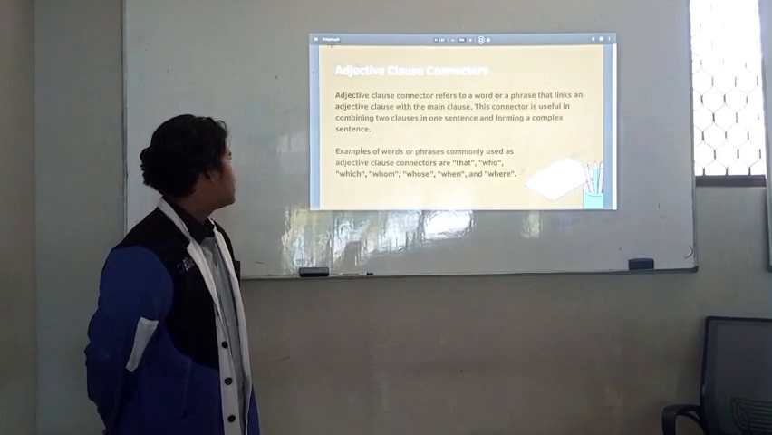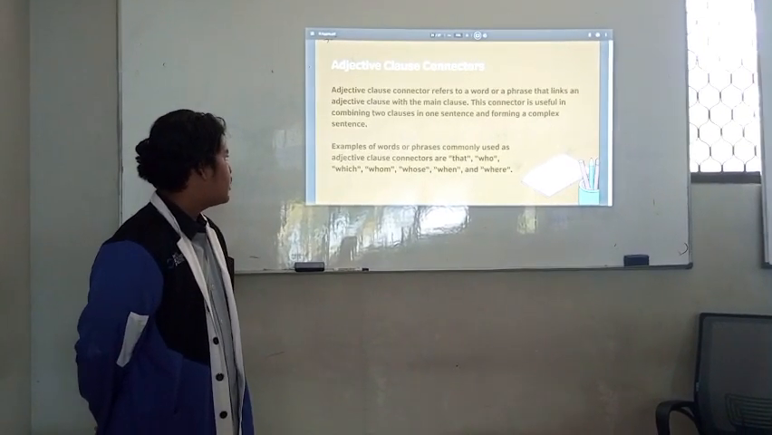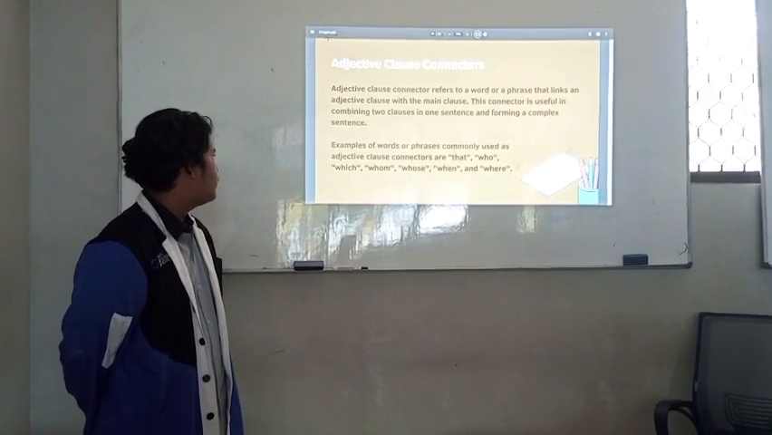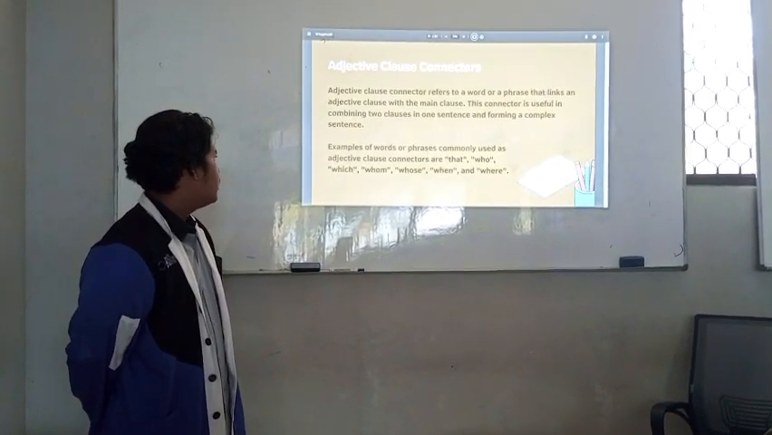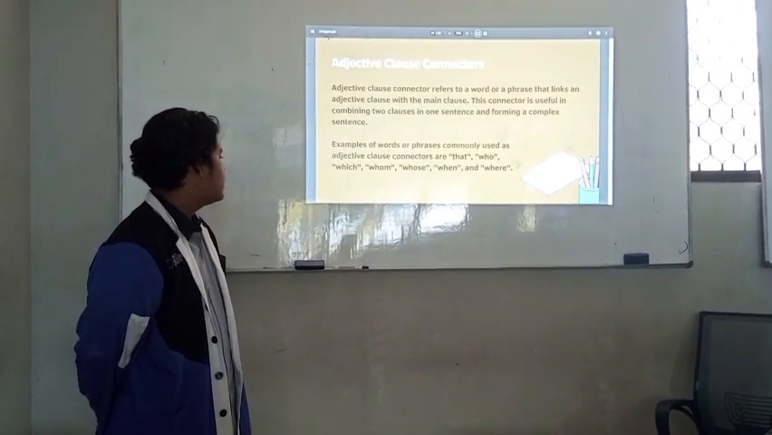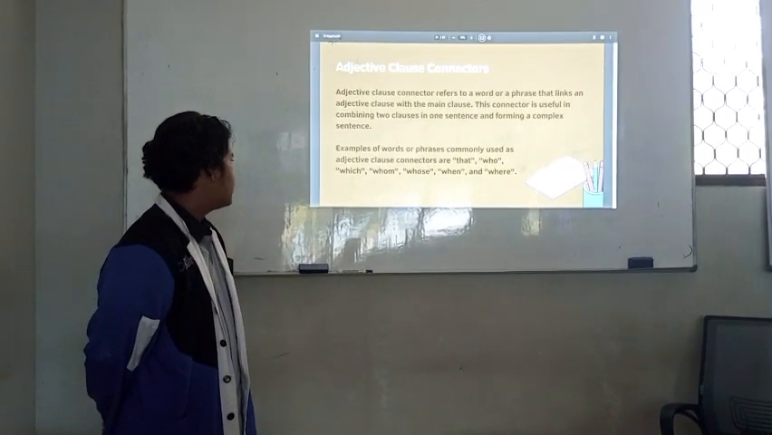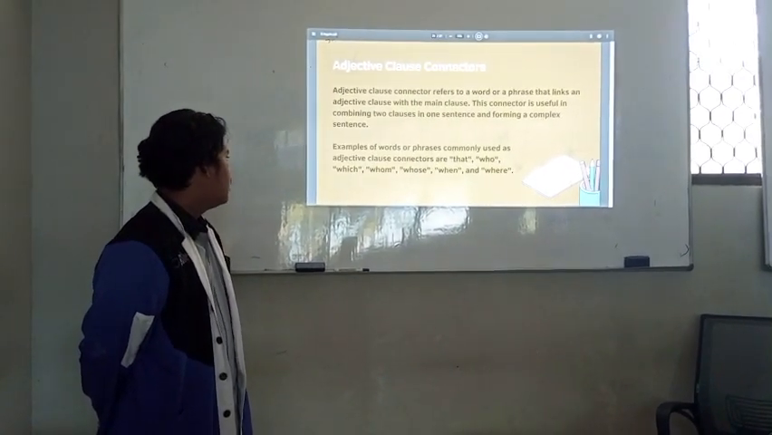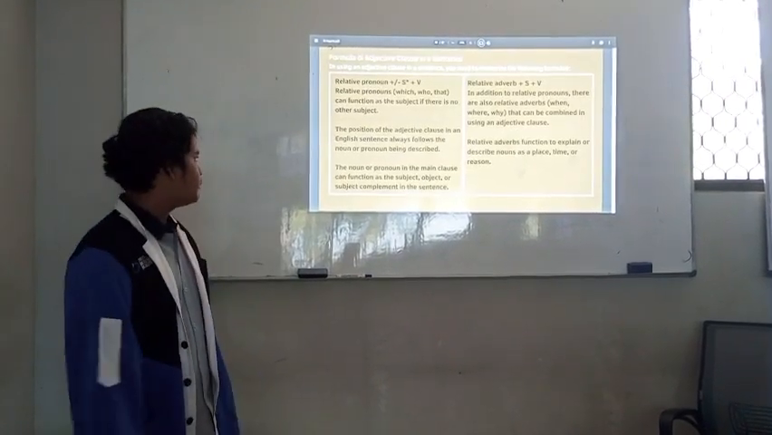Adjective clause connectors. Adjective clause connectors refer to a word or a phrase that links an adjective clause with the main clause. This connector is useful in combining two clauses in one sentence and forming a complex sentence. Examples of words or phrases commonly used as adjective clause connectors are that, who, which, whom, whose, when, and where.